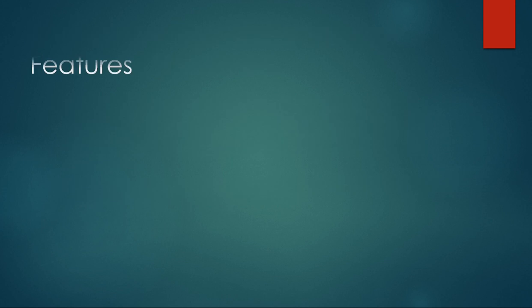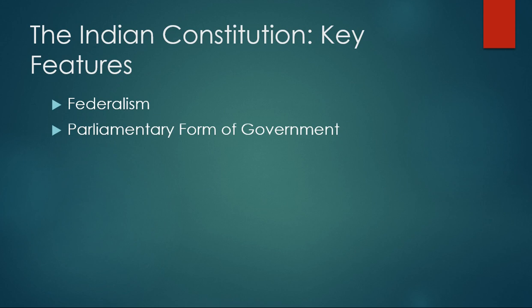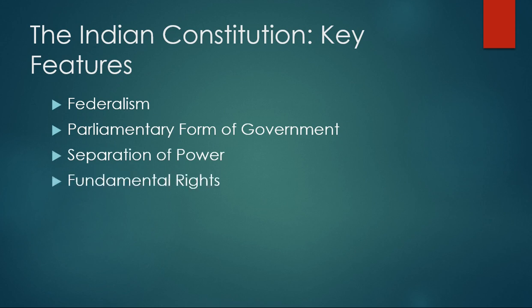Now the next topic is the Indian constitution's key features. This is a very important topic of this chapter, and it includes first federalism, second parliamentary form of government, third separation of powers, fourth fundamental rights, and fifth secularism. So these are the five important key features of the Indian constitution. We will discuss all of them in detail in the next video.